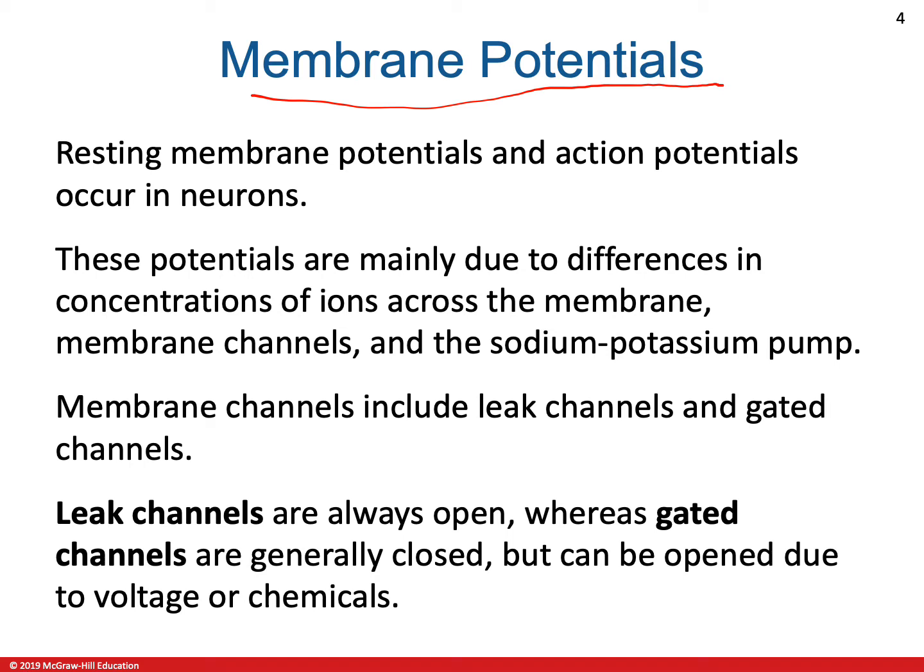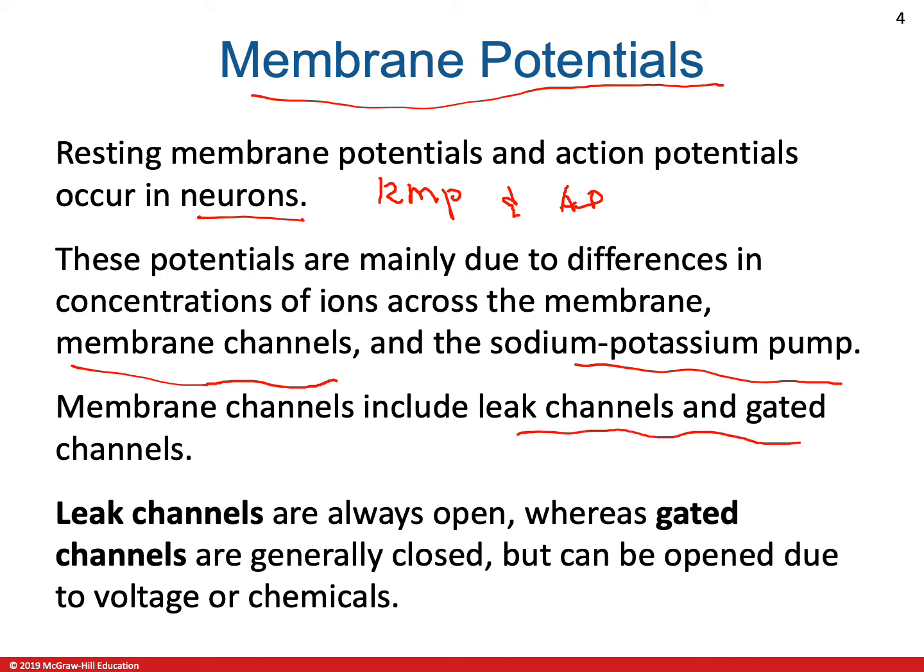Then let's review your membrane potential. It says that resting membrane potential, RMP, and action potential, AP, occur in the neuron, okay? That is your cells. These potentials are mainly due to differences in the concentration of ions across the membrane, right? This involves membrane channels and the sodium-potassium pump. The membrane channels include the leak channel and the gated channel.